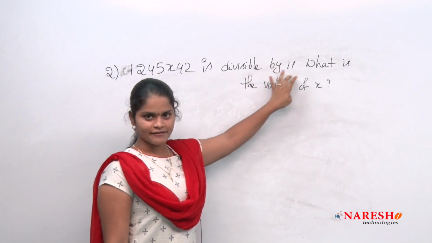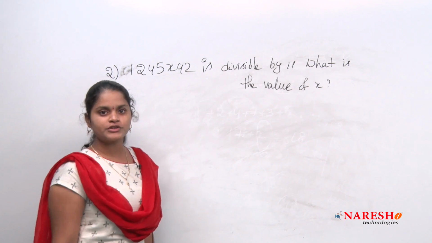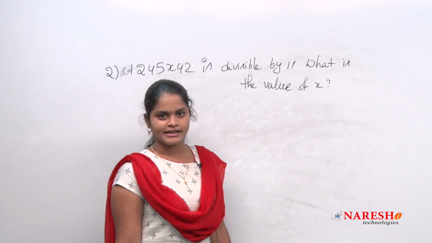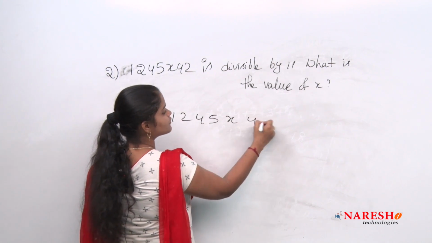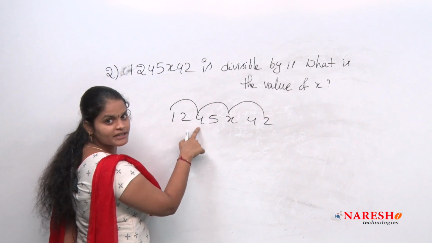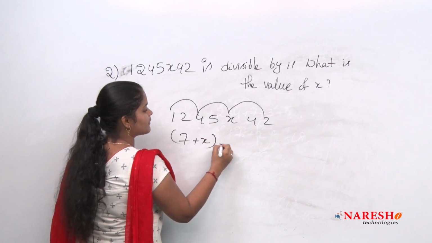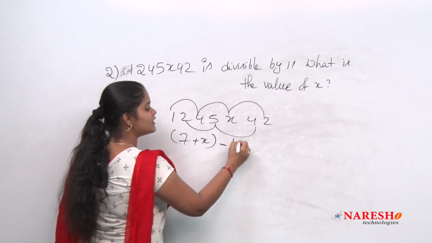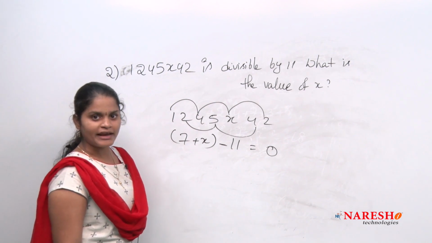1245x42 is divisible by 11. What is the value of x? What is the divisibility rule for 11? First of all, we find the sum of alternate numbers, and their difference should be equal to 0. So let's find the sum of alternate numbers. 1245x42. The alternate numbers: 1 plus 4, 5. 5 plus 2, 7. 7 plus x. Minus, the other alternate numbers: 5 plus 4, 9. 9 plus 2, 11. This should be equal to 0. Then only I can say the number is divisible by 11.